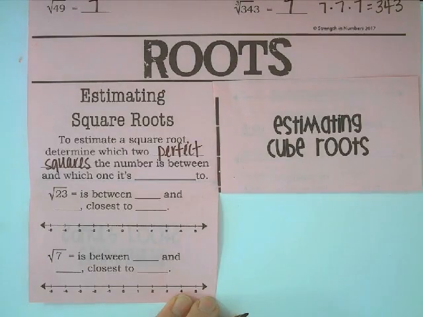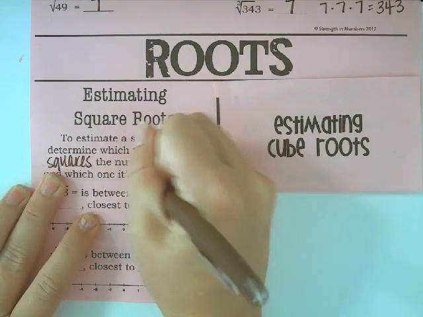We're now going to talk about estimating square roots. To estimate a square root, you're going to determine which two perfect squares the number is in between and which one it's closest to.